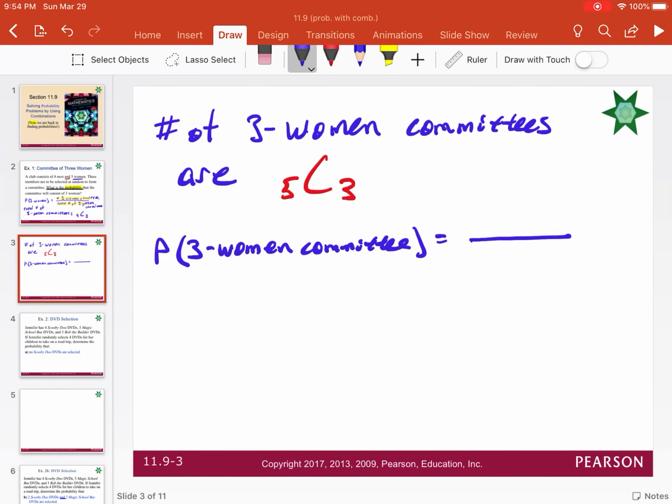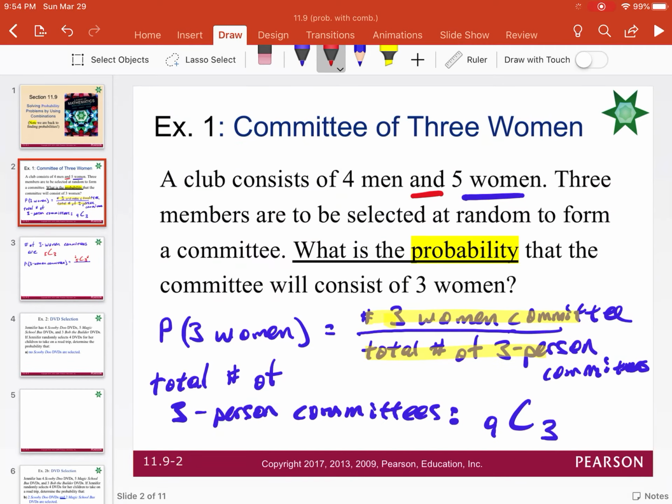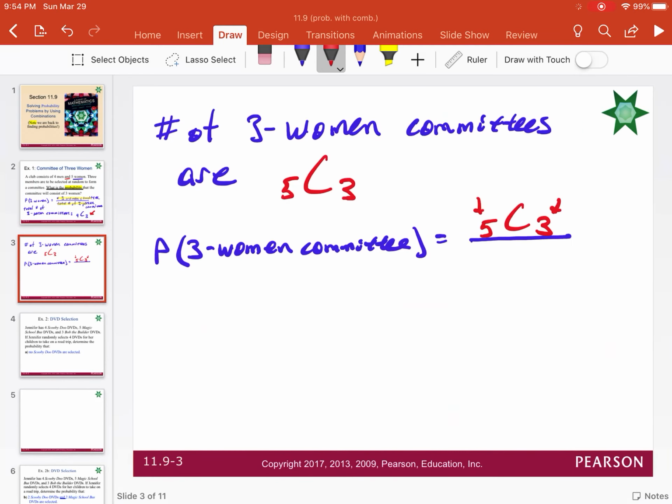So the total was combination of 5, pick 3. Those are the women only, right? There were 5 women to pick from, and I picked 3 of them. That's going to guarantee me 3-women committees. That's the top. The top is always a desirable outcome. The bottom is the total. What was the bottom? Combination of 9, pick 3, right? Okay, so that's all you have to show me.